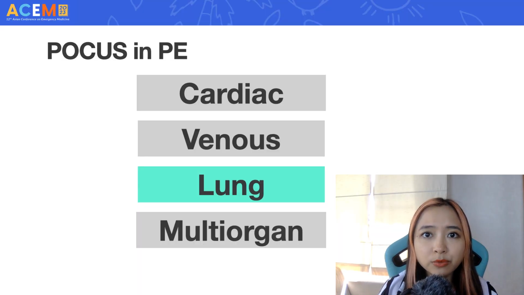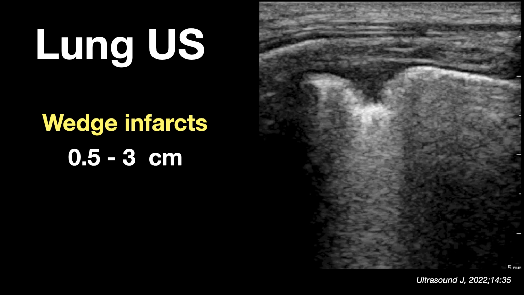Moving on to lung ultrasound. Common findings in lung ultrasound in acute PE is normal lung. However, you can sometimes see wedge infarct, which is a hypoechoic area extending down from the pleural line and generally between 0.5 and 3 cm in depth. If deeper than that, it should raise a suspicion of malignancy or a lobar pneumonia.